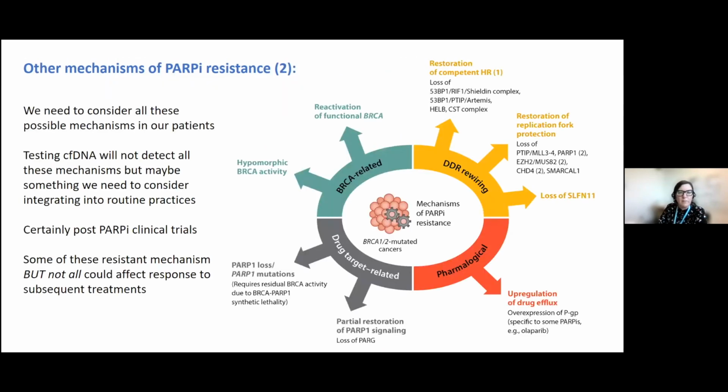So other mechanisms of resistance are known and documented, and we've talked about the BRCA-related ones, but there are also ones related to what's called DNA damage response rewiring, particularly where you have restoration of protection of the replication fork, and ATR would be important there, and you have restoration of competent homologous recombination, so that initial Achilles heel in the cancer is lost. And this is where ATR inhibitors could potentially come into play, and there are trials ongoing looking at ATR inhibitors to potentially overcome PARP inhibitor resistance.